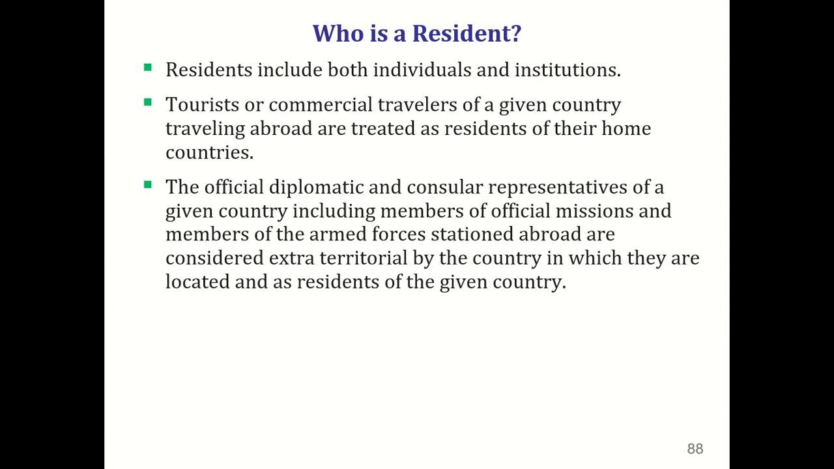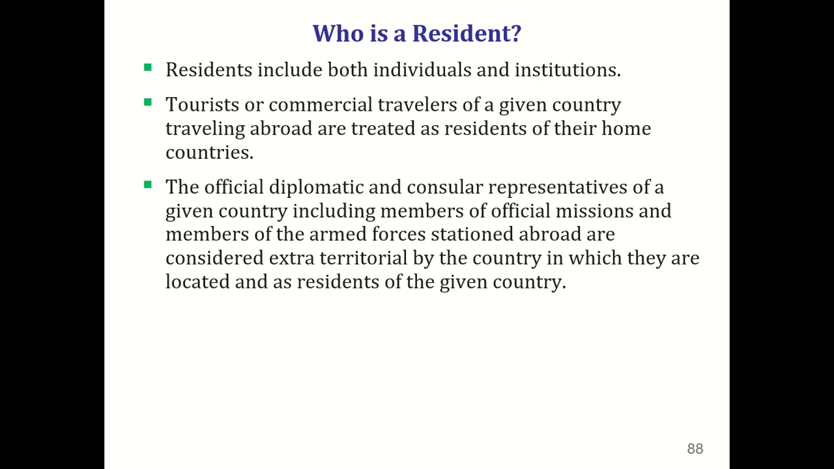That means if there is an Indian Consulate General in Pakistan, the staff and the Consulate General, all of them will be treated as residents of India, and they will be considered as extraterritorial by the country in which they are located, in this case Pakistan. So in a way, the Indian embassy in Pakistan is actually Indian territory. Okay, and the people staying there are the residents of India.